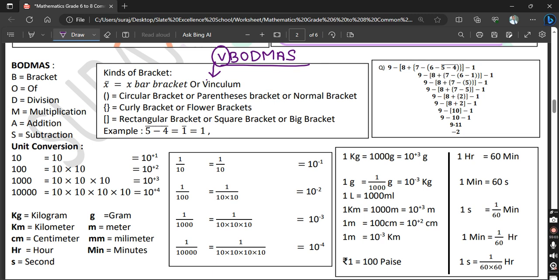But up to your level you can remember BODMAS, that also works out, but actually the correct one is VBODMAS. So what is the V? That is your vinculum, and that is represented by the bar sign. Now dear, there is a confusion, sir, how to identify what is a bar and what is a bracket. So as you are able to see on the left side, you just see here.